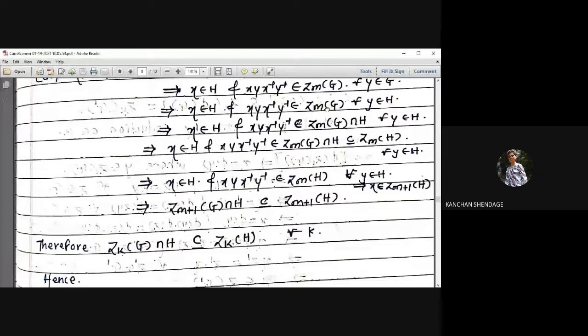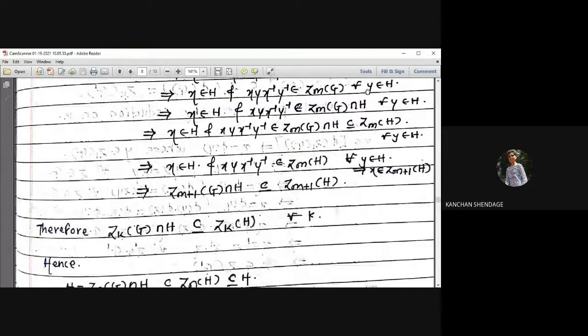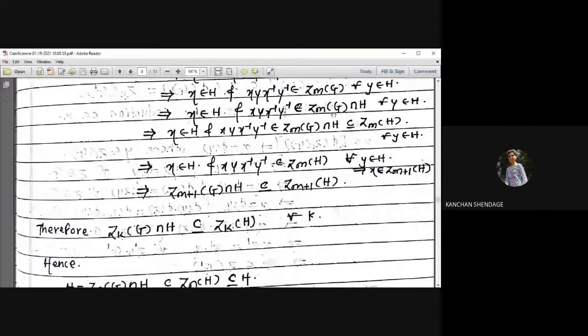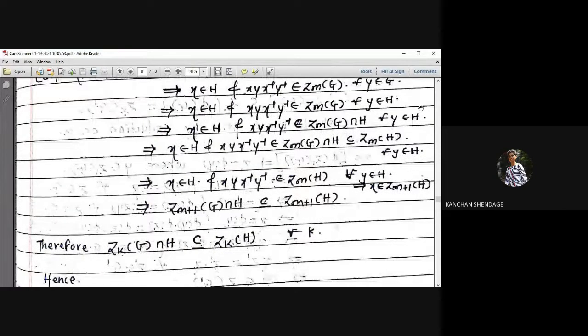हे चेंज होत जाणार. Okay, so for all y belongs to G, if this is true, then automatically y belongs to H is also true. Why? Because H is the subgroup of G. Okay, फक्त G च्या ऐवजी काय ठेवलं आपण, H ठेवलं. But this is the definition of x belongs to G, x belongs to H, and x inverse Zm of G and also intersection with H, for all y belongs to H. Okay, हा एलिमेंट इंटरसेक्शन मध्ये कसा आला कळालं?